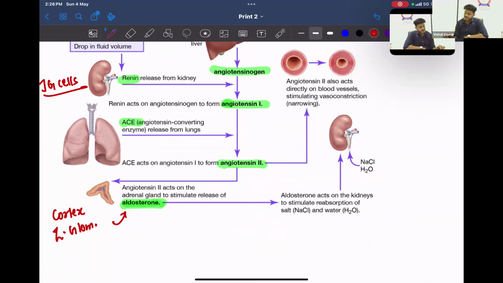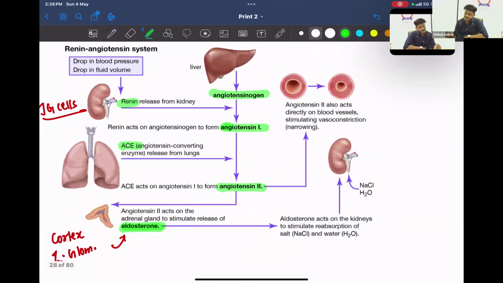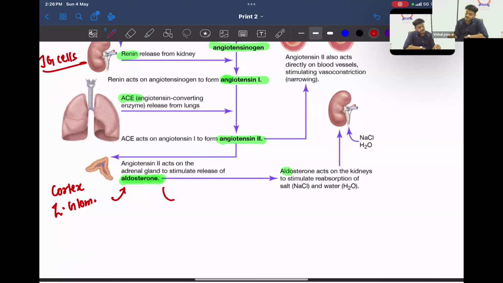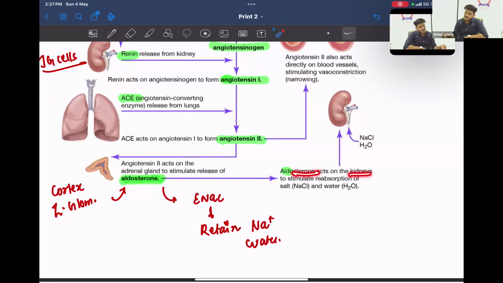It has two functions. It will go to the kidney first. It will make which channel? Now you already know aldosterone is going to make which channel? ENaC channel. And the function of the ENaC channel is to do what? Retain sodium. And along with the sodium, what will happen? Water will be retained, right? So aldosterone acts on the kidneys, stimulates reabsorption of sodium chloride and water, right? So this is the function of this particular thing.